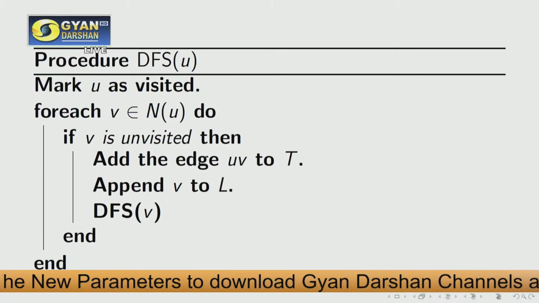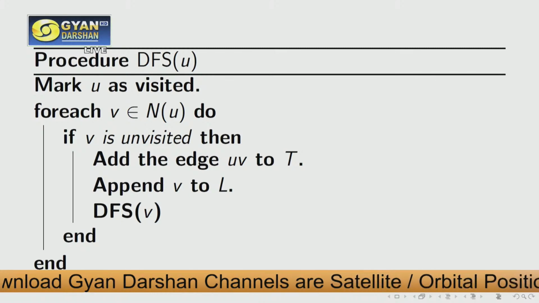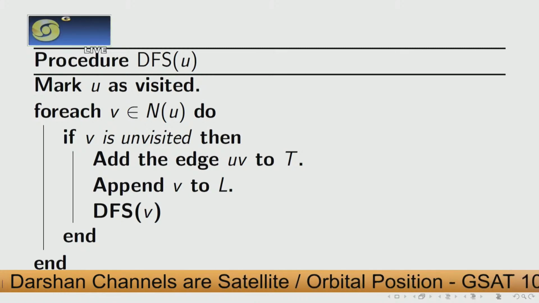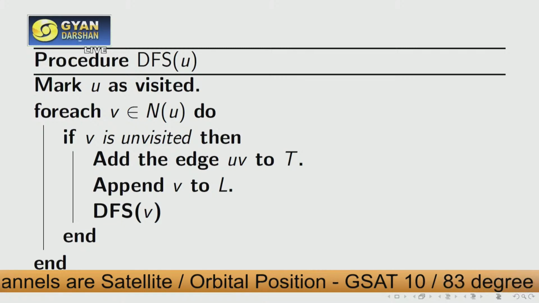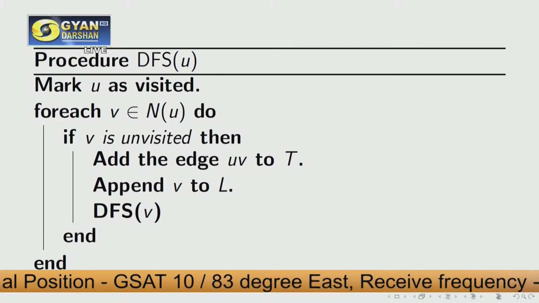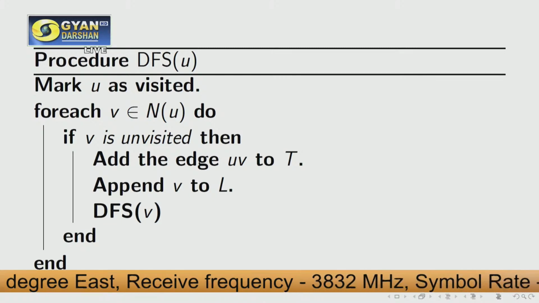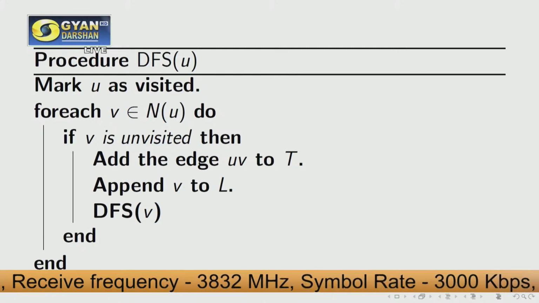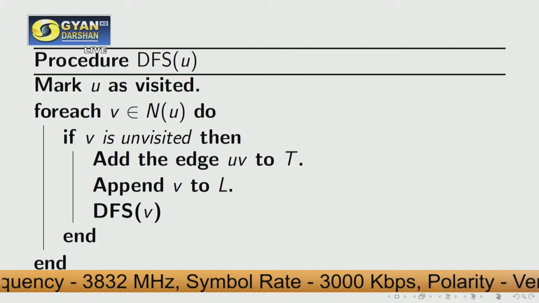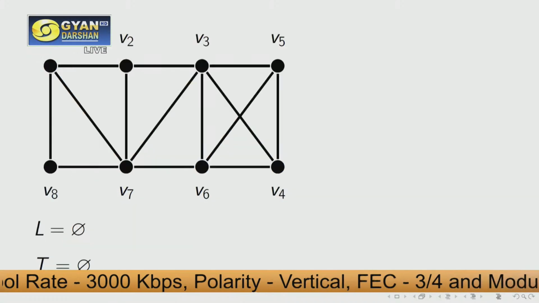So when will this algorithm terminate? Surely if for any current vertex U, we could not find any neighbor of U which is unvisited, then this loop will not work, and we will reach the end of the algorithm. So the algorithm is described formally. Let's look at one example.